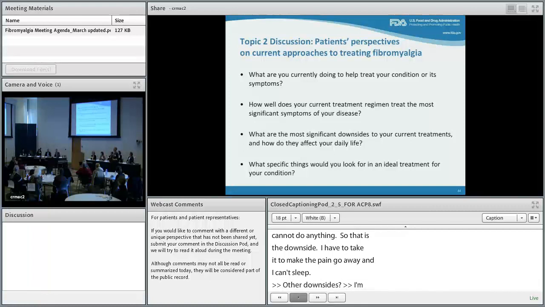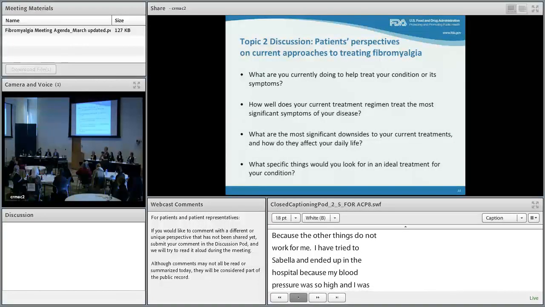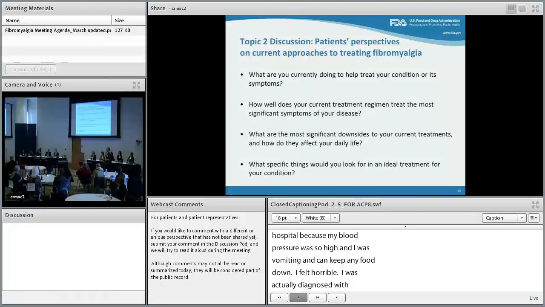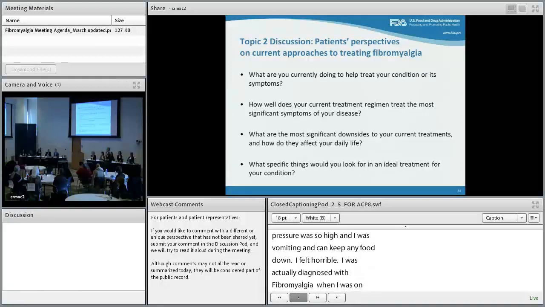I'm taking tramadol and a Butrans patch because the other things don't work for me. I've tried Savella. I ended up in the hospital because my blood pressure was so high and I was vomiting and I couldn't keep any food down. I just felt horrible. I was actually diagnosed with fibromyalgia when I was on Cymbalta off-label for migraines, so obviously it wasn't helping my pain at all. It did help somewhat for migraines. It also made me gain a lot of weight and made me very sweaty.